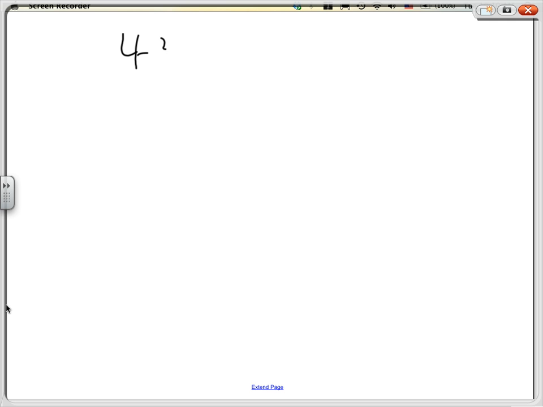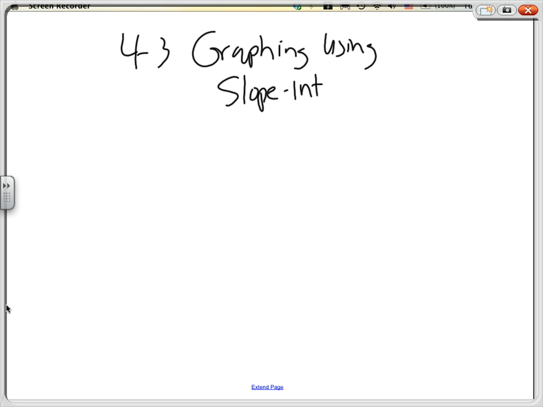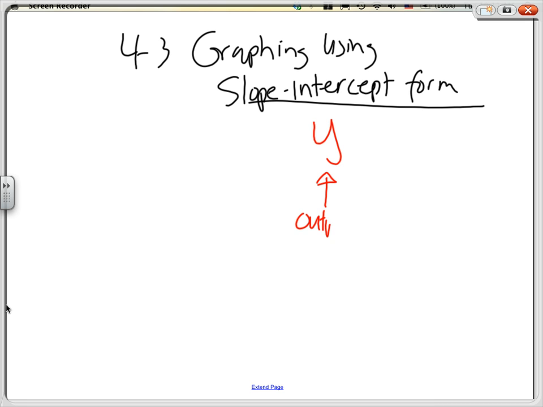Here's the lesson: 4-3, Graphing using slope-intercept form. Okay, so now that we talk about slope-intercept, I have to first introduce what it looks like. The first thing you would recognize is that the slope-intercept form will have the output variable out in front. I have to specify this as an output because sometimes I can use a different letter for output. It doesn't necessarily have to be Y all the time. So the output will always be out in front, isolated by itself.